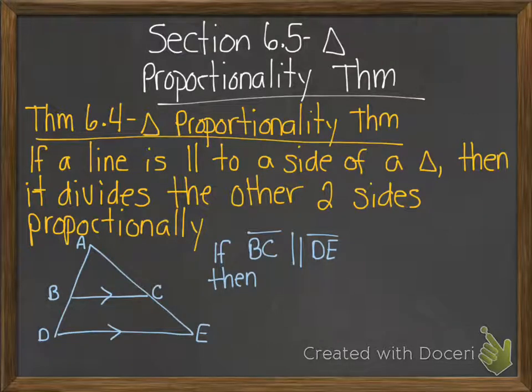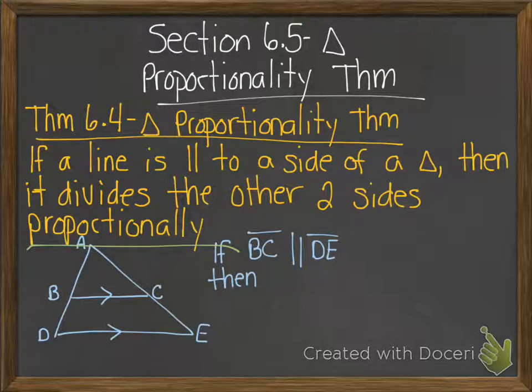All this is going to say is I'm starting off with a line that's parallel to a side of my triangle. All right, so I got a line that's parallel. You see that in there? Okay, so the line is parallel. What that's saying is if it's parallel, then I know that my other two sides are divided proportionally.